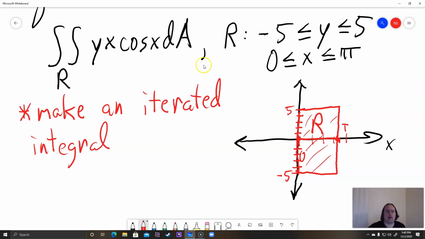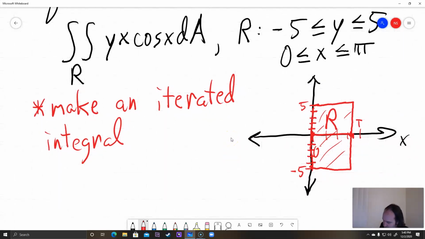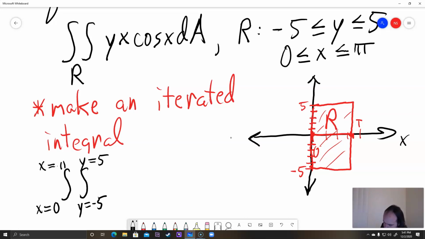Okay? And just following the approach we did before, we're going to make our inner integral be with respect to y, and our outer integral is going to be with respect to x. So we're going to have the double integral. Our inner integral goes from y equals -5 to y equals +5. And then the outer integral is going to go from x equals 0 to x equals pi. Okay, and then we still write our function. So our function is yx times cosine of x dA.